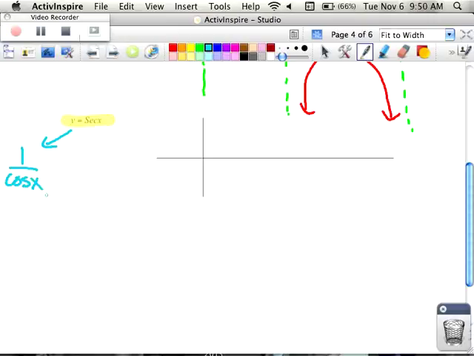So what I'm going to do is I'm going to draw the cosine first. Knowing that the cosine has a period of 2 pi, and has an amplitude of 1 normally, what I'm going to do is put my cosine graph here first, based on what I learned yesterday, and draw that cosine graph.